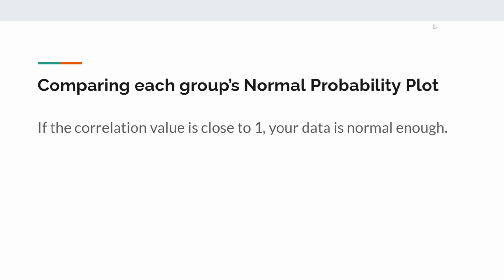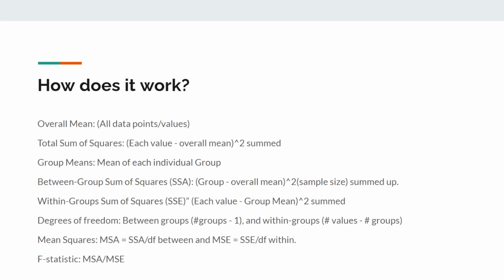I'm sorry, not for each one. I mean, I guess you put it into each one. So if your correlation value is close to 1, your data is normal enough. That just has something to do with the empirical rule, so you'll be fine there.